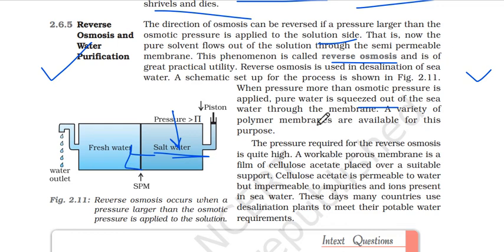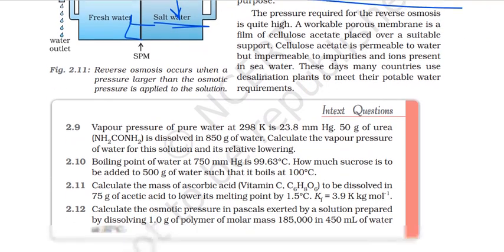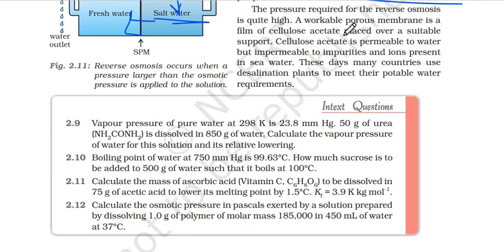A variety of polymer membranes are available for this purpose. The pressure required for the reverse osmosis is quite high. A workable porous membrane is a film of cellulose acetate placed over a suitable support. Cellulose acetate is permeable to water but impermeable to impurities and ions present in seawater. These days, many countries use desalination plants to meet their potable water requirements. So what happens? Basically, cellulose acetate lenge because it's like a membrane jo impurities ko rukayega, aage nahi jaane dega.